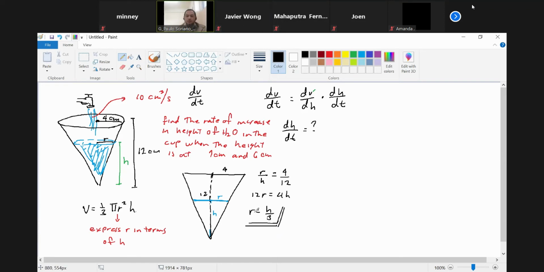Okay, so which means we can now use this to substitute in place of R squared. And our resulting function now for volume, so volume now is equal to, what's that? 1/3 pi. We have R, it becomes now H per 3 squared times H. Simplify further.